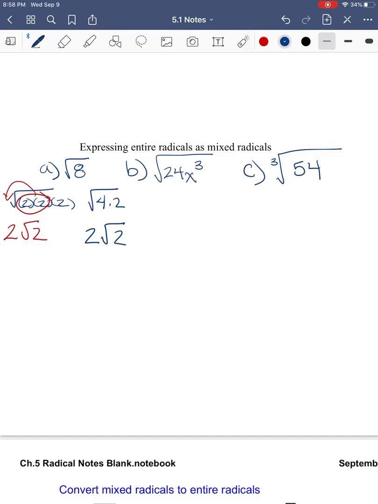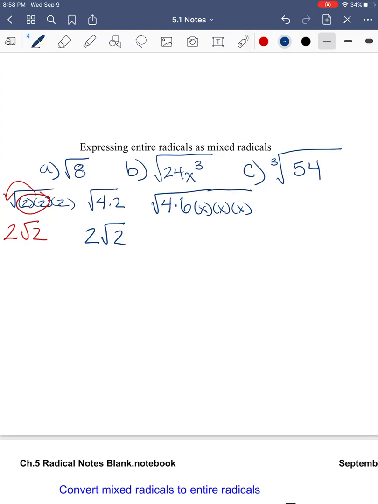Our next example, B, we've got 24x cubed. So again, thinking of greatest perfect squares that go into 24, I would say is 4 again. So that would be 4 times 6. For 6, there's no other perfect squares that go into it. And sometimes x's or variables can be tricky. So x cubed is really x times x times x. That's the definition of a cubed.